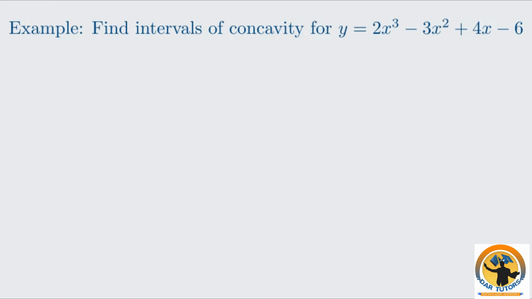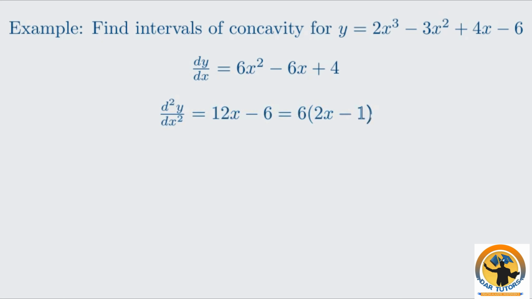We start by differentiating once to find the first derivative. The first derivative, dy by dx, is 6x squared minus 6x plus 4. Now we differentiate again to find the second derivative. The second derivative, d squared y by dx squared, is 12x minus 6. We can factor this to 6 times the quantity 2x minus 1.